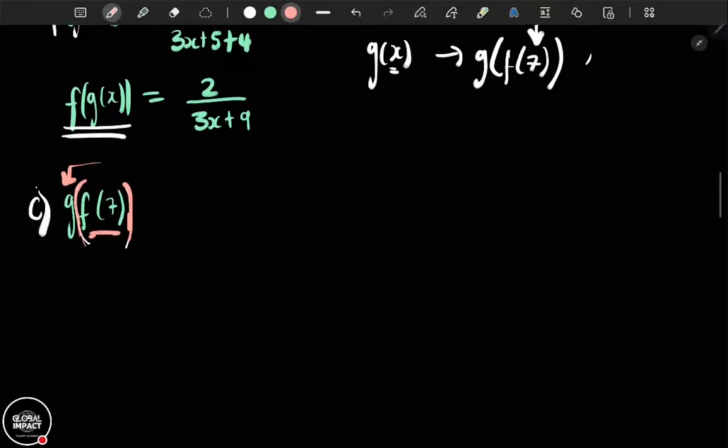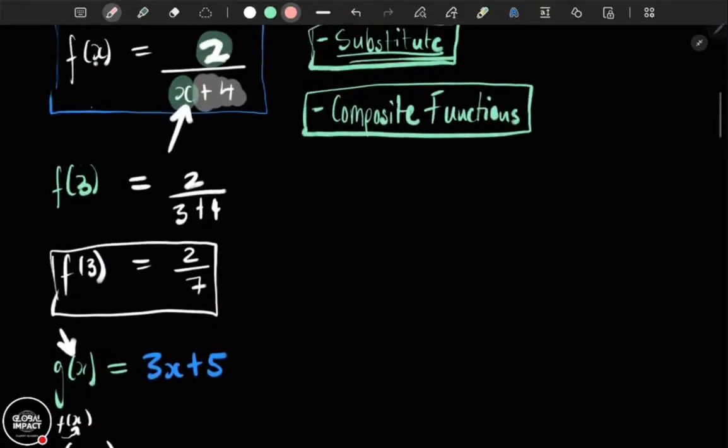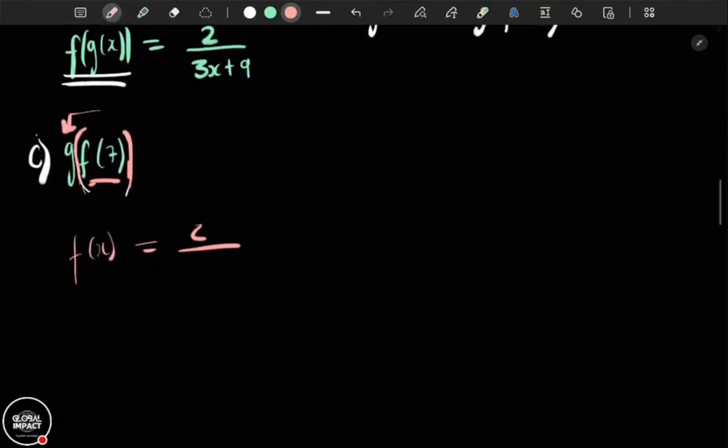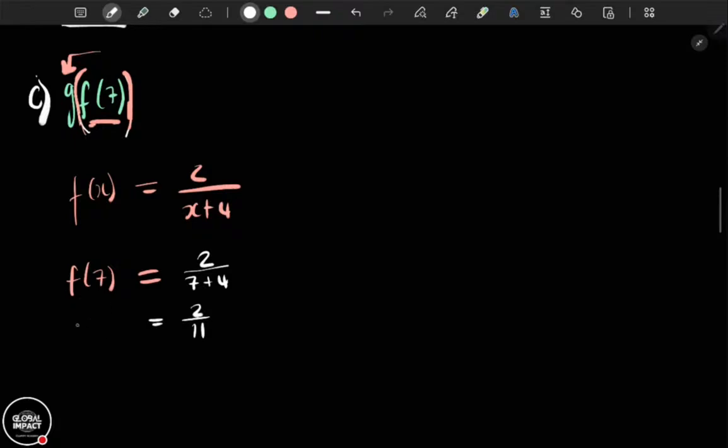f of 7, so we ask, what is our f of x? f of x is 2 over x plus 4. Then we find f of 7. That means in f of x, wherever there is x, we are putting 7. So it will be 2 over 7 plus 4, which becomes 2 over 11. So f of 7 is 2 over 11.